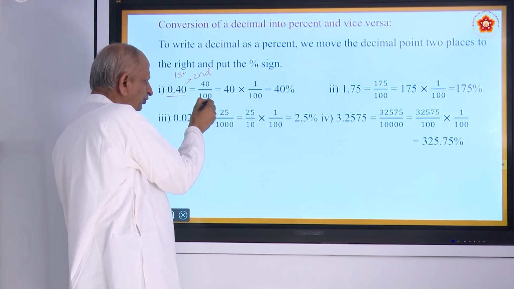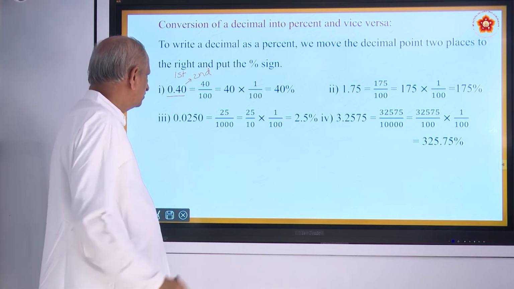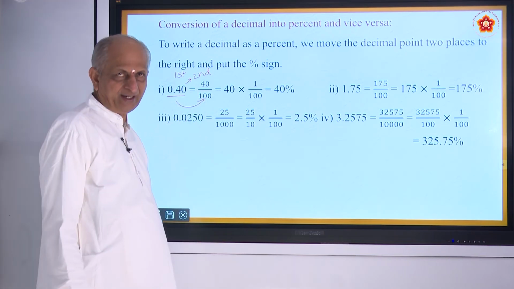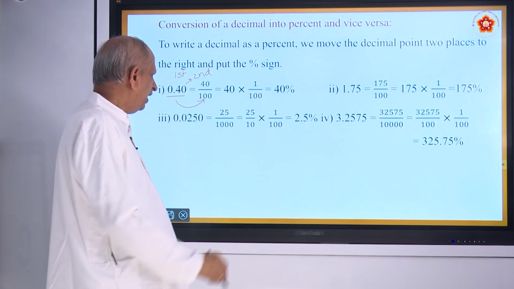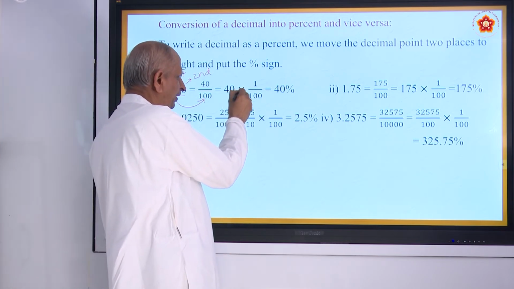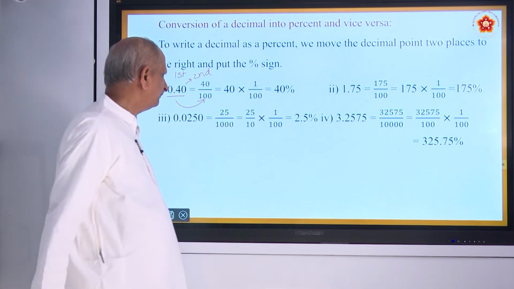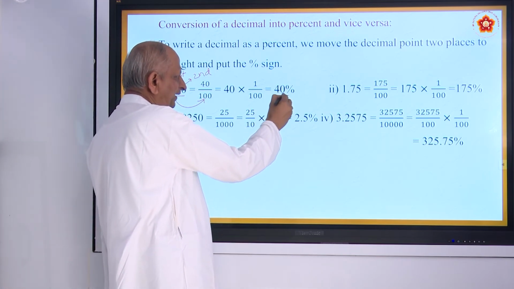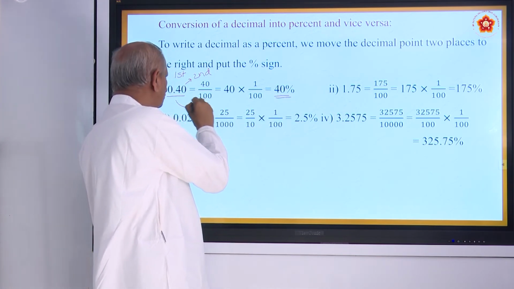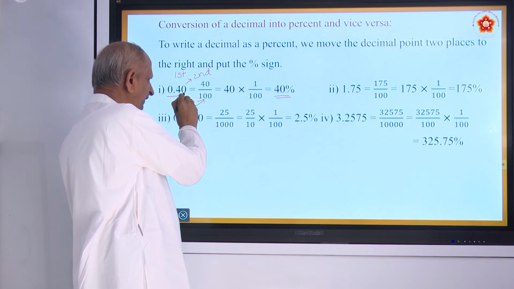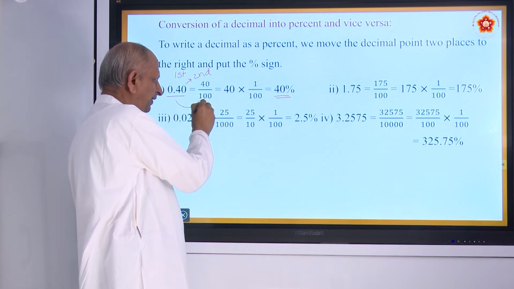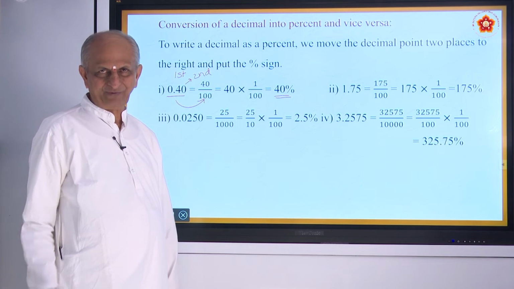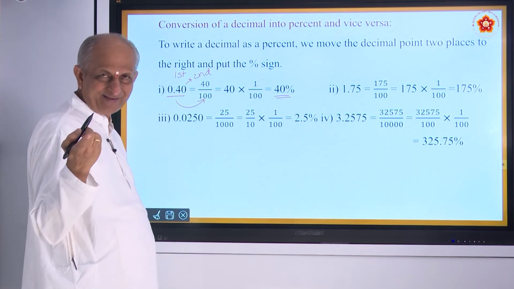So there must be two zeros in the denominator. So if you write a fraction form, it becomes 40 by 100. Or you can write it as 40 into 1 by 100. So it will be 40%. So 0.40 means 40 by 100 or 40%. Are you following? Very interesting, na?